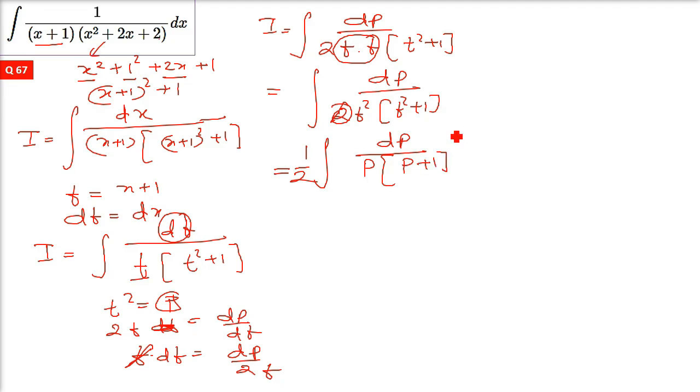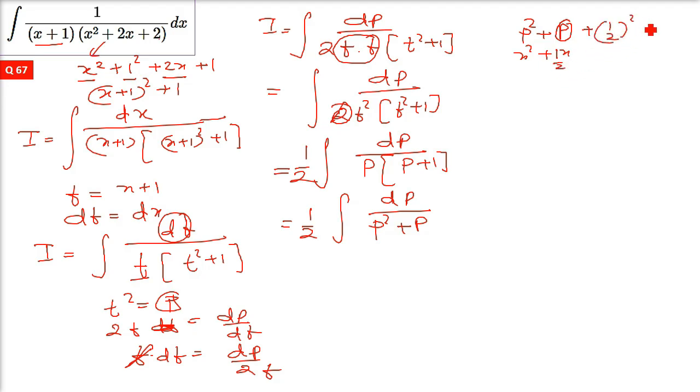Now what is the benefit of this? You will ask the question. Half dp, just multiply this: p square plus p. Now this p square plus p is a kind of quadratic equation without a constant. So in order to make a perfect square, whatever is in front of p, just make it half. Because it is 1, we make it half. Square it, add it and subtract it.